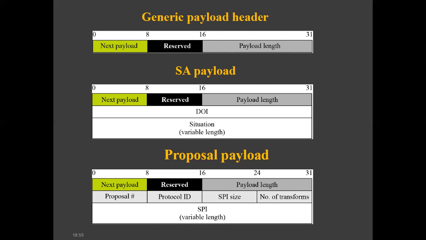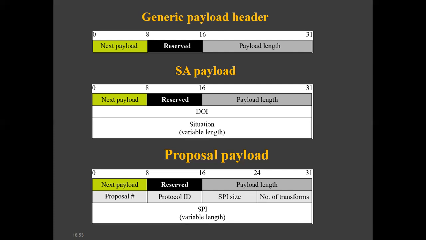Then we have a protocol ID. This is an 8-bit field which defines the protocol for negotiation. For example, if we are using IKE phase 1, the protocol ID field is set to 0. If you are using ESP, encapsulating security payload, it is set to 1. If you are using authentication header, then this protocol ID is set to 2. And then the SPI size is the 8-bit field which defines the size of SPI in bytes.